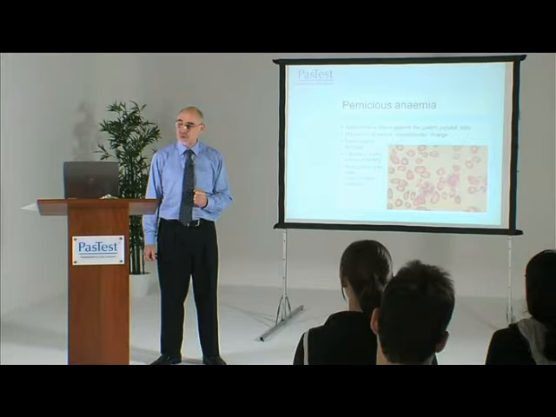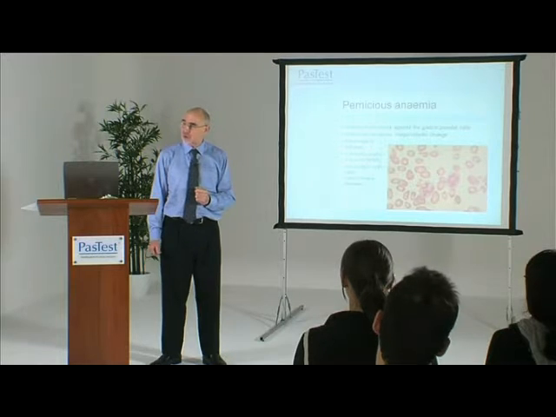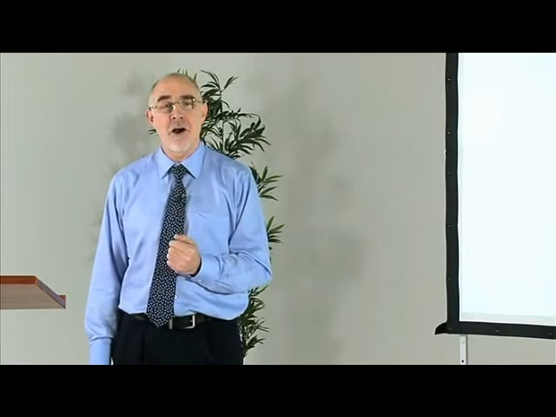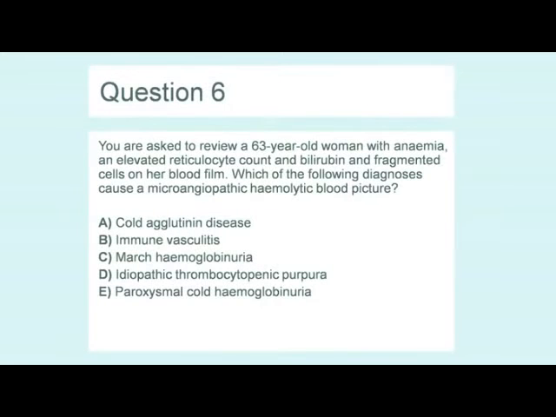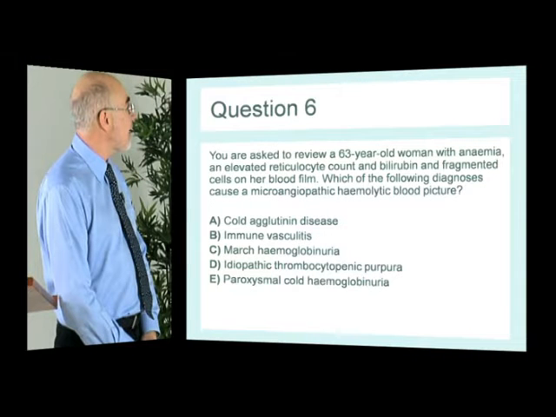We'll now consider the next question. Question 6. You're asked to review a 63-year-old woman who is anemic with an elevated reticulocyte count, an elevated bilirubin, and fragmented red cells on her blood film. Which of the following diagnoses causes a microangiopathic hemolytic blood picture?